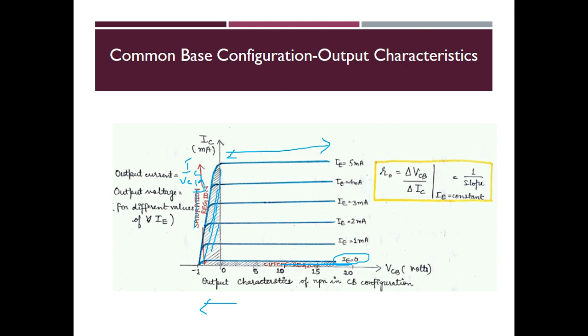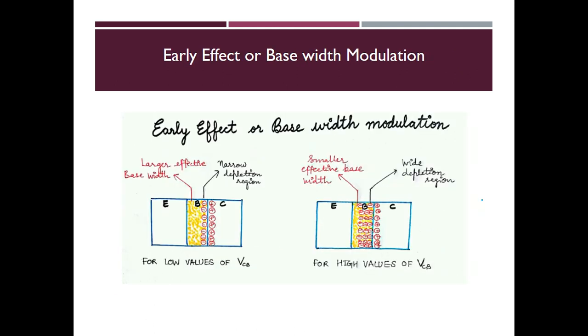Whereas in the ohmic region, the input junction is forward biased and the output junction is reverse biased. And this is going to be the output AC resistance R naught, that is equal to a small variation in the output junction voltage to a small variation in the output current IC at constant input current.